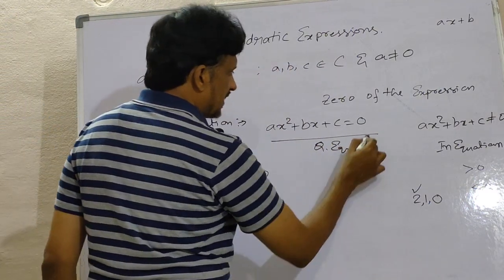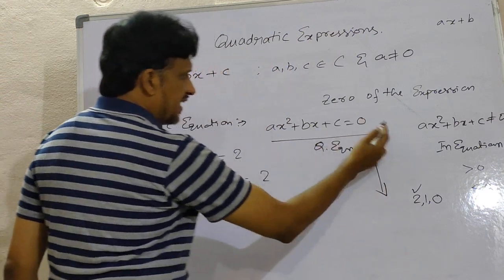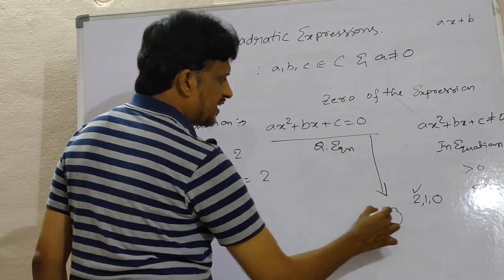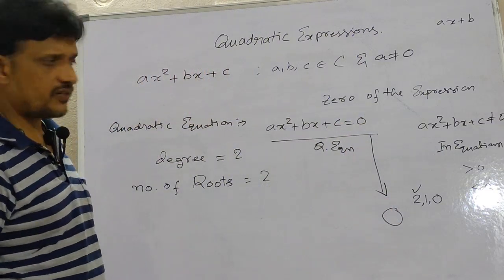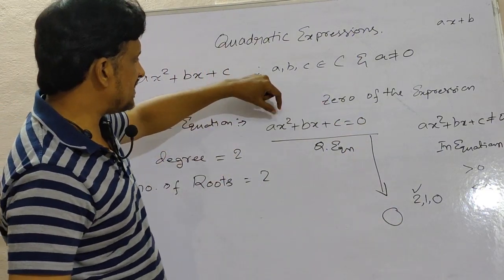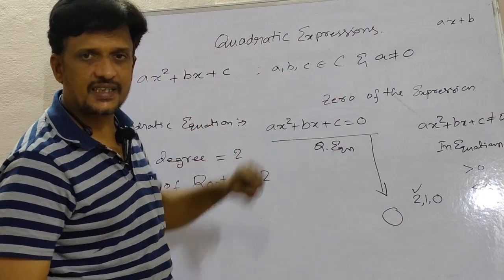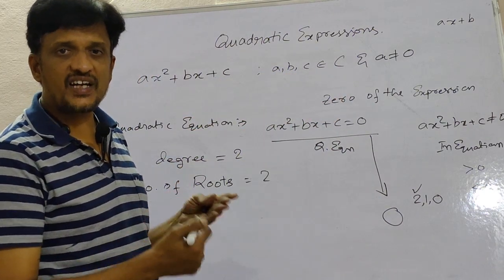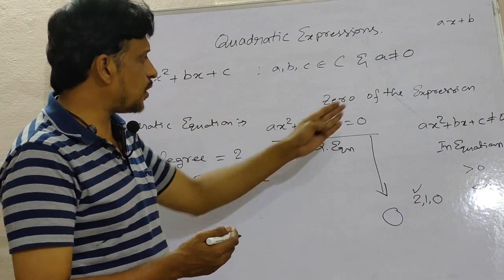So, you can observe one thing, that RHS part. In an equation, this is called LHS, this is called RHS. The RHS part is always equal to 0, you can observe here. Now, the LHS part is ax square plus bx plus c. If you substitute different values for x, you will get different values. Then what is required?